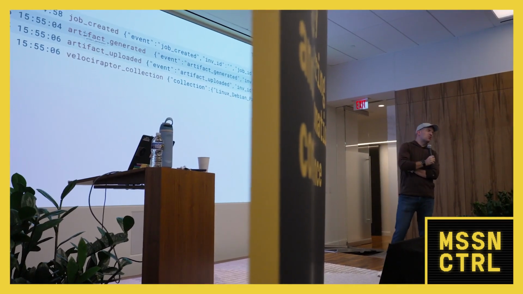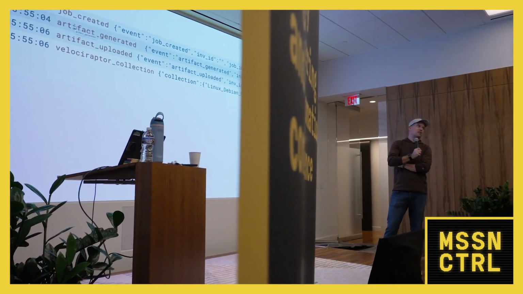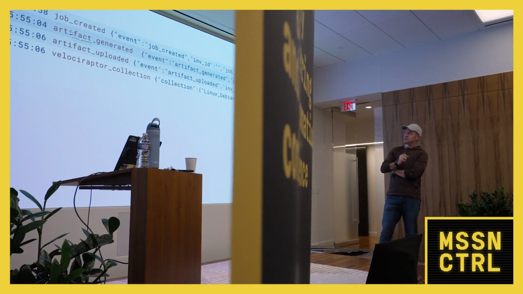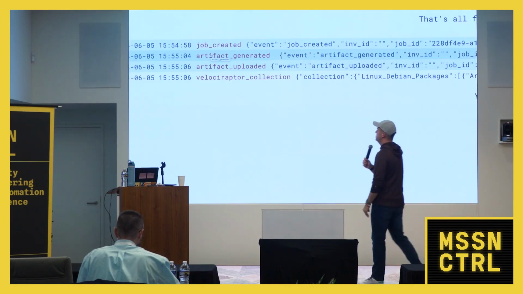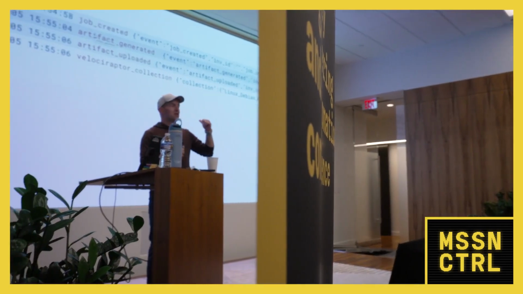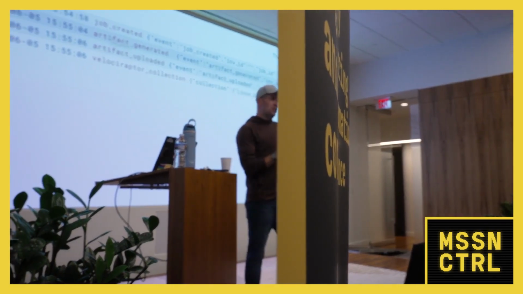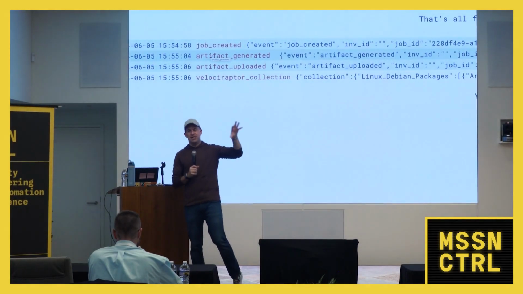Hey, Velociraptor, I need you to go grab a thing for me. And it's like, all right, job created, artifact generated, artifact uploaded, here's the actual data that you have. That's the walkthrough of what happened during that 8 seconds of activity there, right? That is every observable step of Velociraptor doing what Velociraptor is supposed to do. Behind the scenes, this is just a combination of payloads, DNR rules, and artifact collection, all working in unison together.